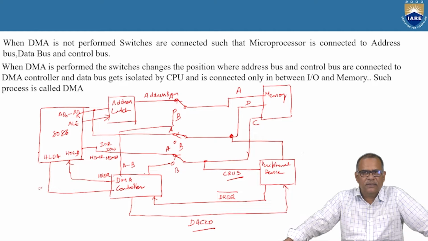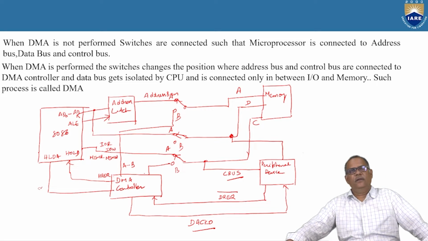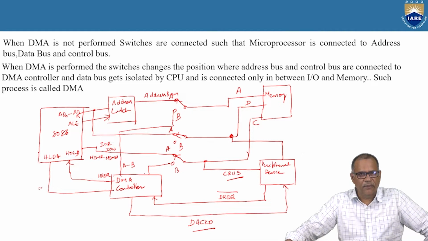So when the DMA is completed, the peripheral device deactivates the DREQ signal, then the DMA controller passes the signal to the microprocessor, and the microprocessor deactivates the hold request, and the microprocessor again gains control over the system bus after the completion of the DMA operations.